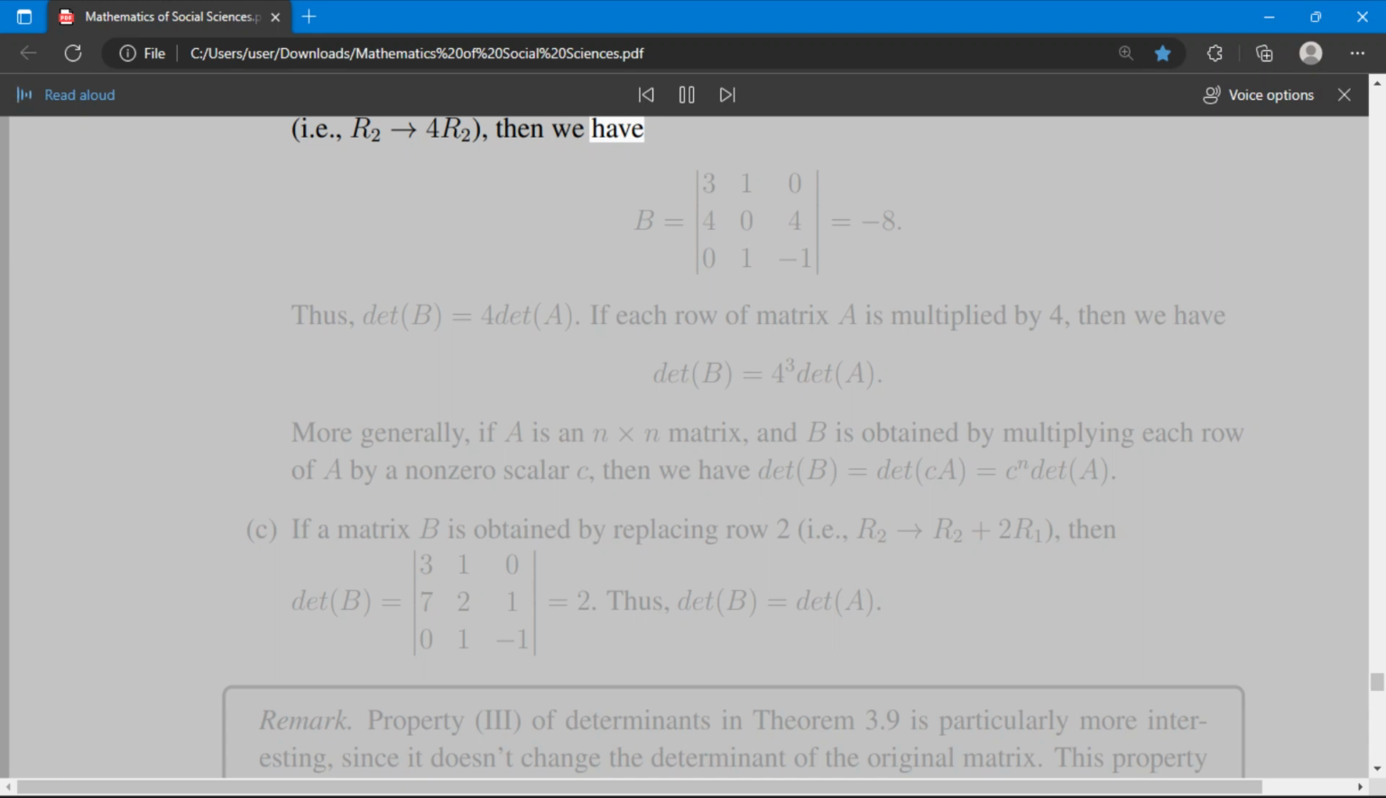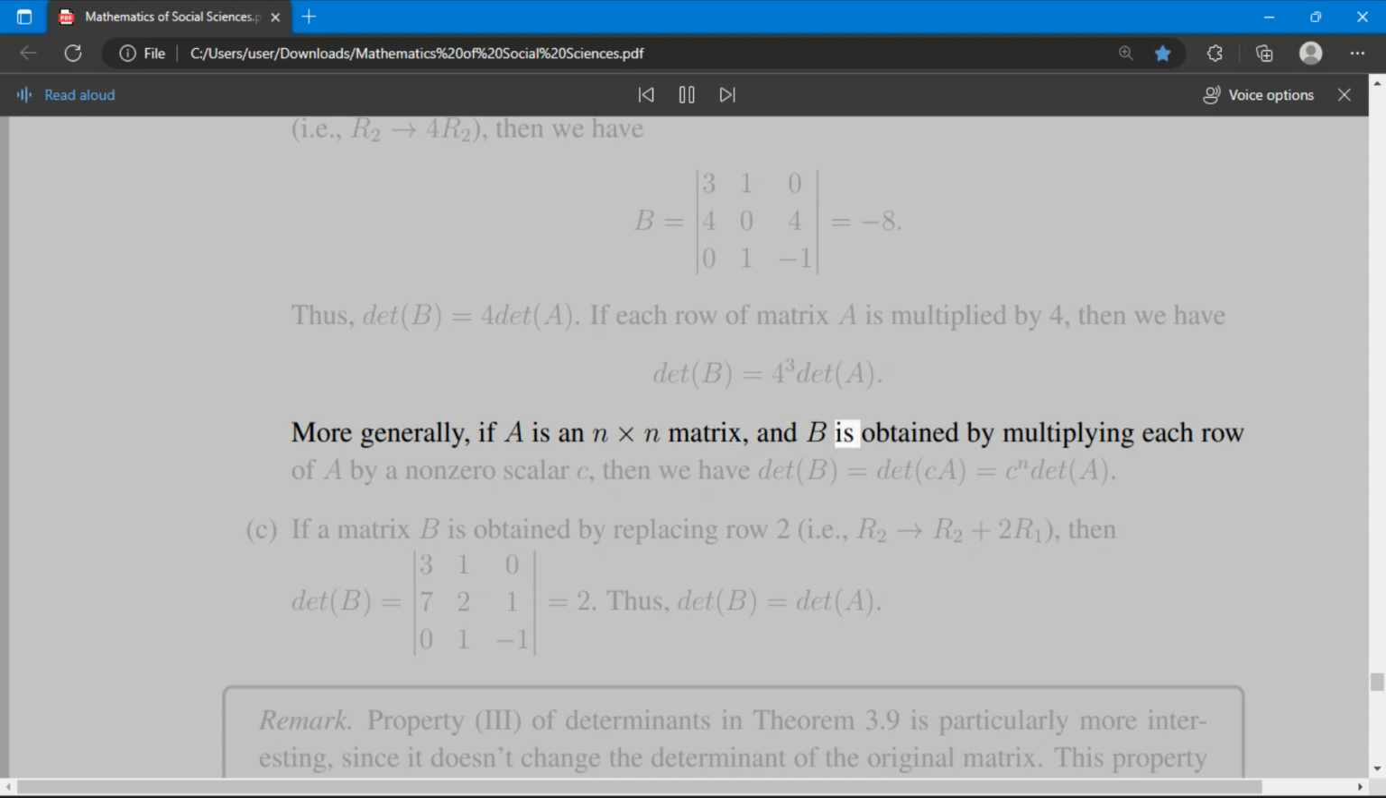B. If a matrix B is obtained from A by multiplying the second row by 4, i.e., R2 → 4R2, then we have det B equals 4 det A. If each row of matrix A is multiplied by 4, then we have det B equals 4^3 det A.